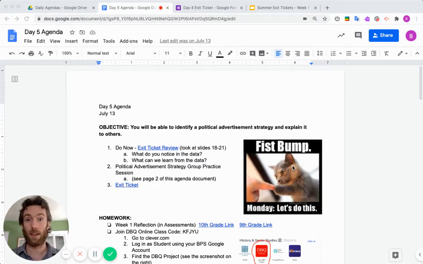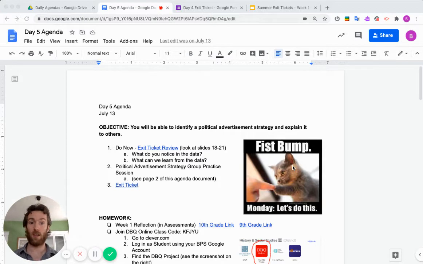However, I'm finding in the online world, it's very easy to do exit tickets because I can do a Google Form exit ticket because students are already on their computers. There's no fumbling around to get the computer login and find the exit ticket. It's already there. They click the link, they do the exit ticket. And then I can share that data easily with them the next day. I'm going to show you how I do that.